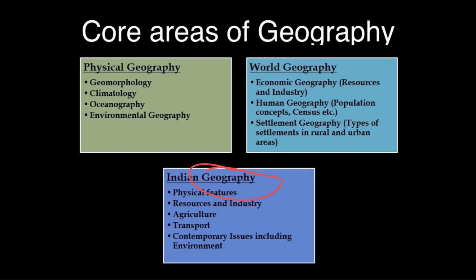Then you have Indian geography, which deals with physical features of India, let's say the peninsular plateau, Himalayan region, islands, coastal plains, etc. Then you have resources and industry in India. Then you have agriculture in India, very important. Then you have transport, then current affairs of environment, etc.